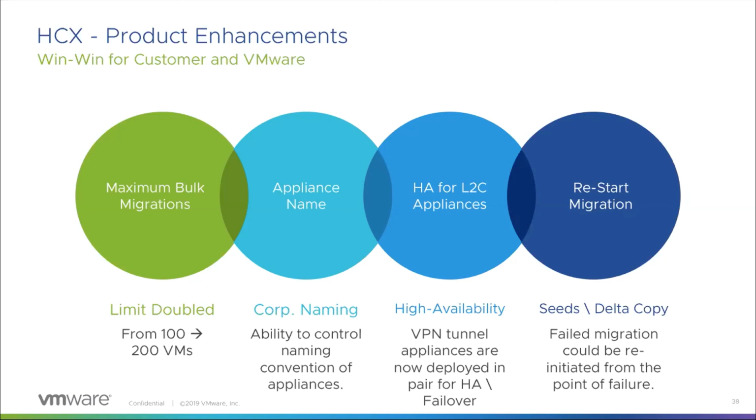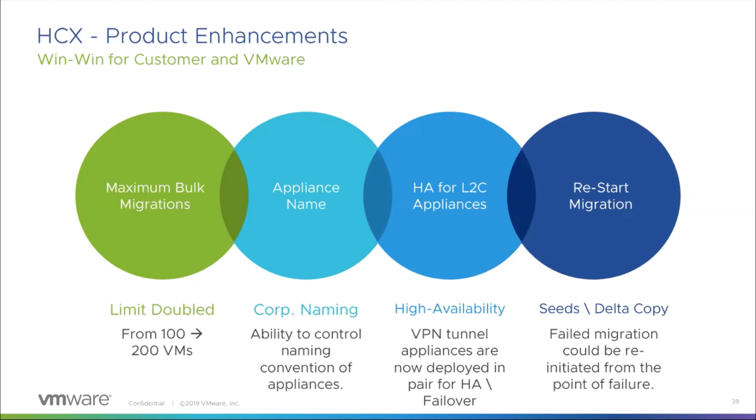The next one is the ability to name the fleet appliances so that the appliances will not have random names, but names according to their corporate naming convention. The third one is the ability for the L2C appliances to be deployed in an HA pair. So in case there is an outage, the HA appliance will kick in and restore connectivity very quickly.